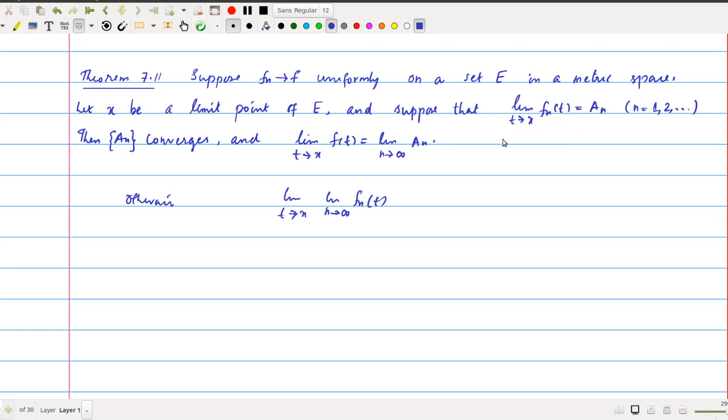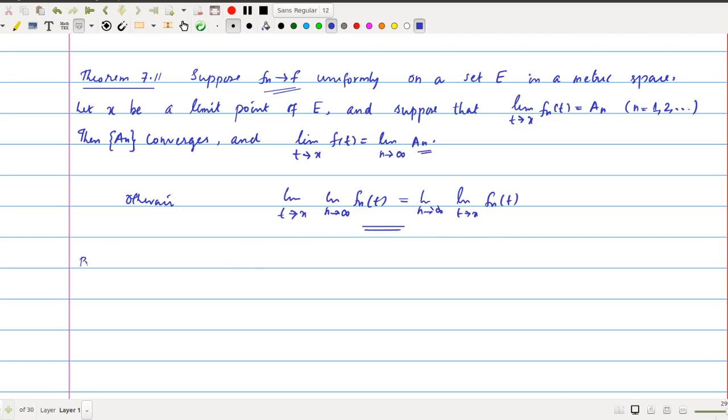Then our assumption is Fn converges to F uniformly. That means limit n tends to infinity Fn is F. So we replace this F of t by this quantity. Then this is limit n tends to infinity, and we replace this An by this result, limit t tends to x, Fn of t. So this will give the idea that limit can be interchanged. Okay, so we will prove this theorem.